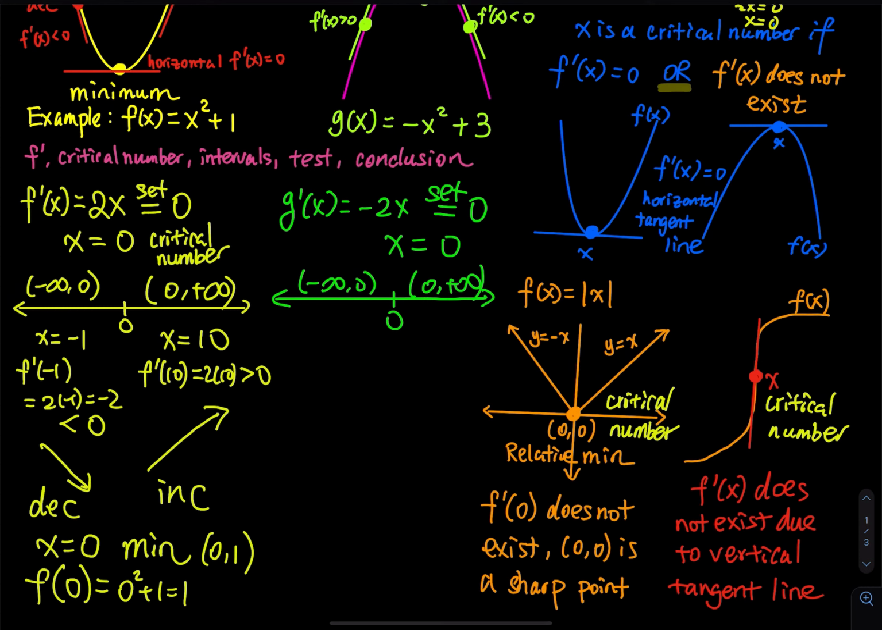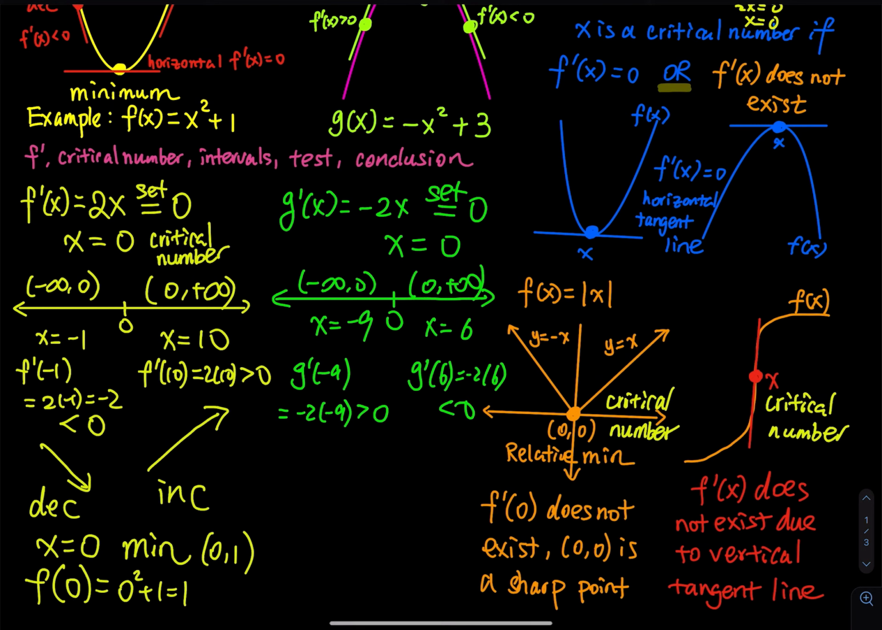And then you pick a test value. So let's say x equals negative 9, and then x equals 6, something like that. And then g prime of negative 9, so that is negative 2 times negative 9. This is greater than 0. G prime of 6, this is negative 2 times 6, so that is less than 0. So greater than 0 means the graph is going up. Less than 0 means the graph is going down.